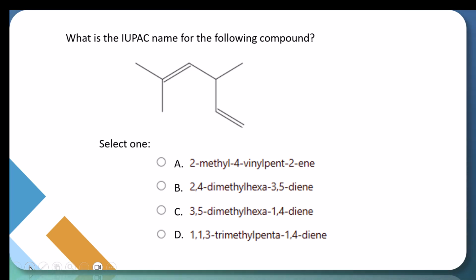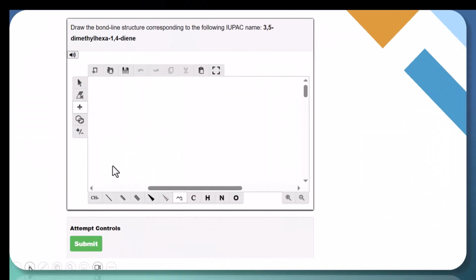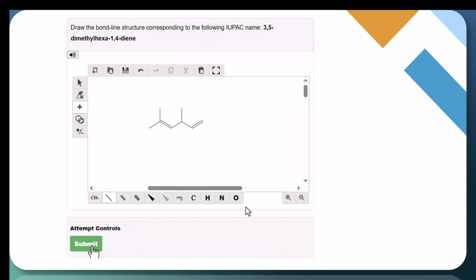But now I could take, for instance, the name, this is the same named compound, and ask the students to draw that structure. Here we have a little animated GIF showing being able to draw that structure.